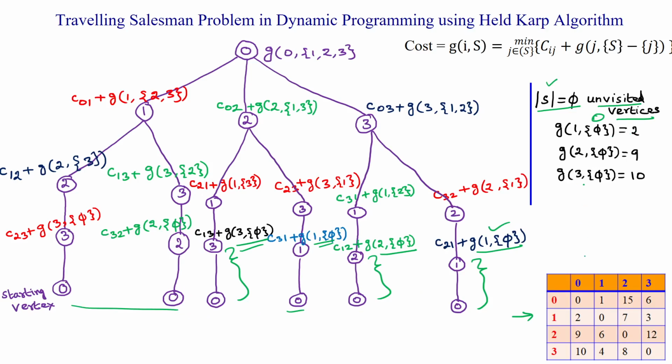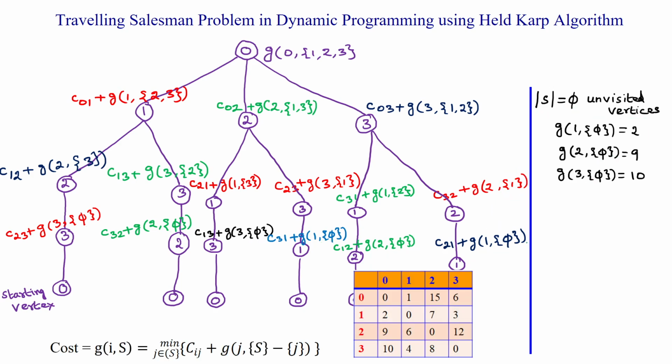So 1 to 0, what is the value? 1 to 0 is 2, which is written here. 2 to 0 is 9. Then 3 to 0 is 10. So now we have calculated, there is no other option, so all are calculated now. 3 comma 0 is 10, 2 comma 0 is 9, 1 comma 0 is 2. Then now we are going to calculate the next level using the bottom up approach. Here number of unvisited nodes are 1. So now I am going to use the same bottom up approach, with number of unvisited nodes being 1.